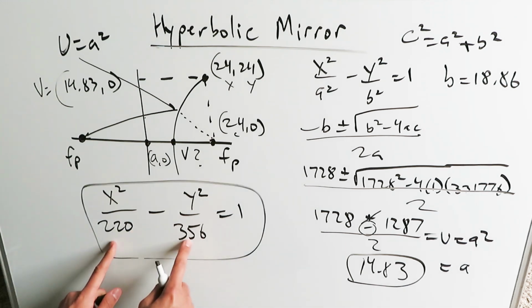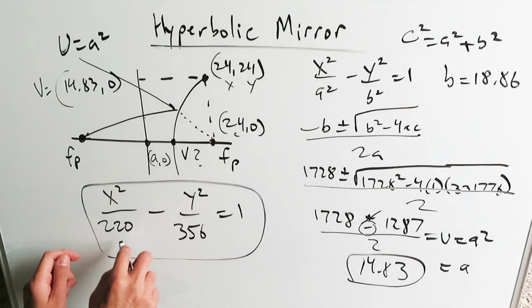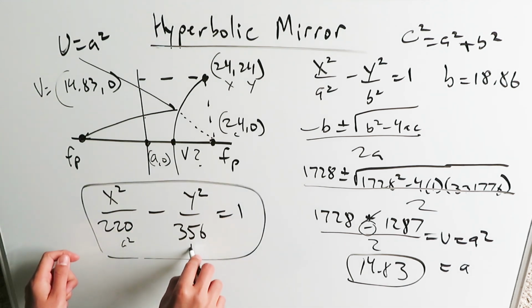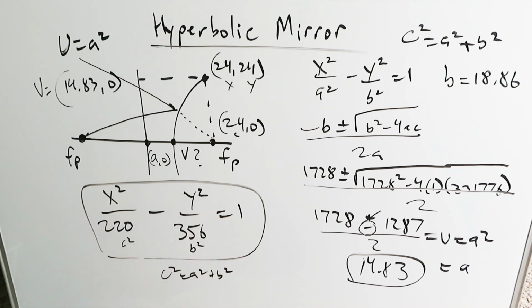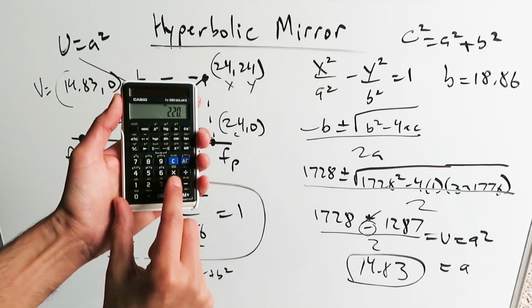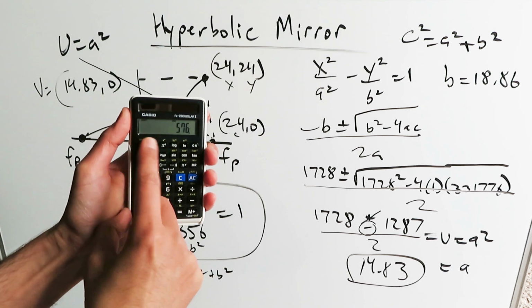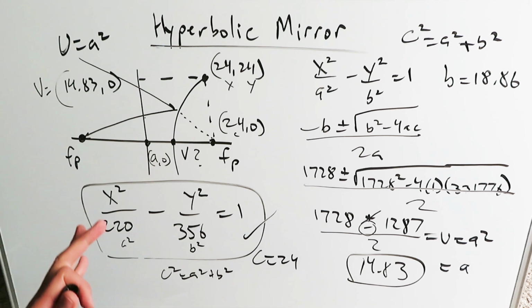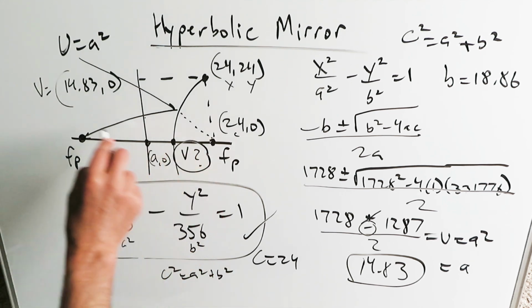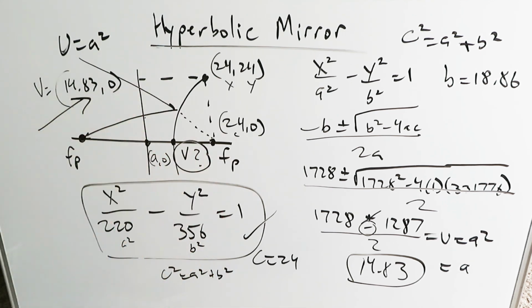How can we check to see if these values are good? I know this right here represents my a squared. This represents here my b squared. We know c squared is equal to a squared plus b squared. Let's add these and we'll square root them, and we should have 24. We have a squared plus b squared, 220 plus 356 square rooted, and 24, and we're good. C here indeed is equal to 24, and this equation checks out. But my original question was only to determine the vertex, and it's this 14.83 comma 0, and we're good.